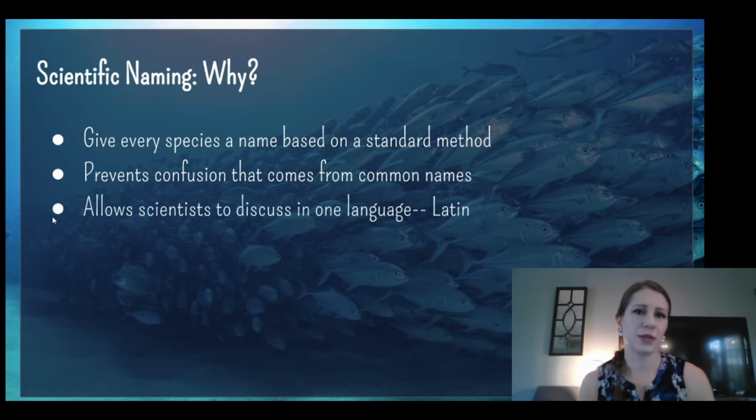The biggest reason we use scientific naming, and the most important one, is it allows scientists to discuss in one language. Scientists all over the world can discuss the exact same species in Latin. So because they're using the same language, it allows us all to understand it. We're not all using English, we're not all using Spanish, we're not all using Italian, we're using one language, which is kind of nice because it's a little bit of like neutral ground.